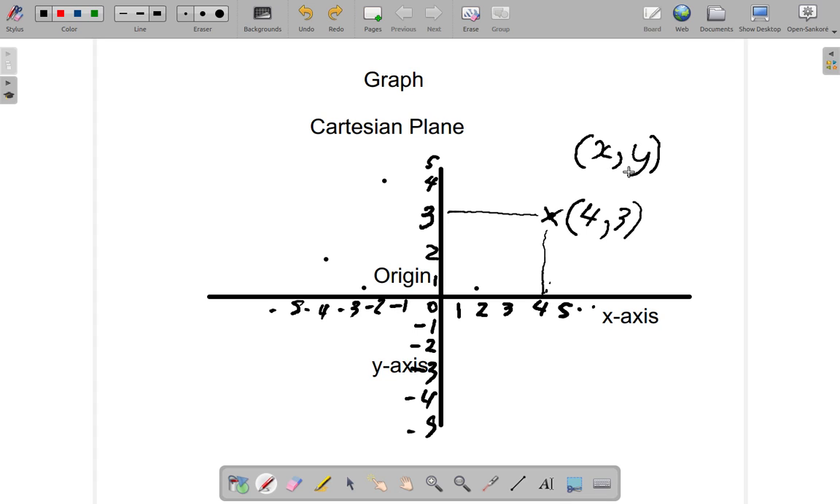(x, y) in round brackets. It is not (3, 4). That's not the case for this point. It is (4, 3) because you always put the x value first, the x coordinate first, followed by the y. Remember, in your alphabet, x comes before y. Alright? So it's x, y. So it's above that x point and beside that y point.